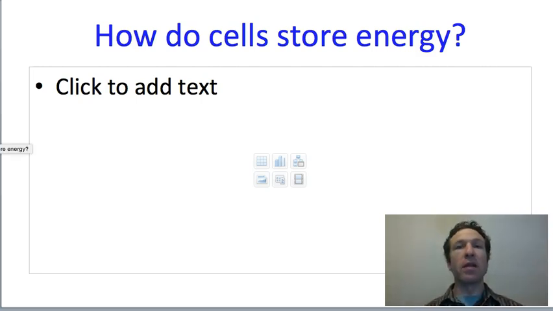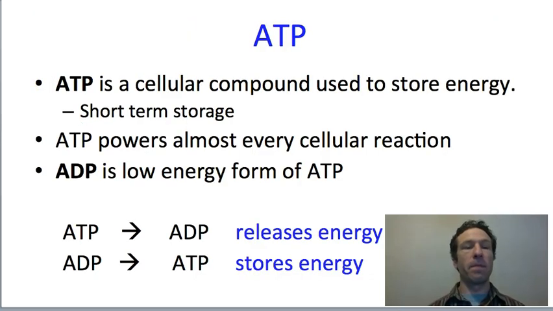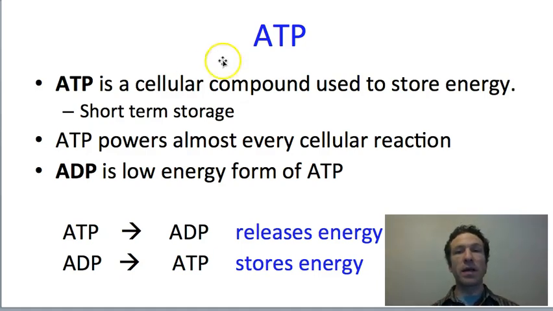That is a little bit then about how different kinds of organisms acquire their energy. We next are going to talk about how cells store energy, and we are going to focus on plant cells. Short-term storage in all organisms is ATP.